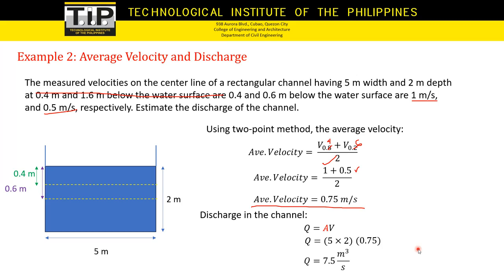Okay, that would be 7.5 meters per second. So yun lang yung Q. No? So you might ask, Sir, bakit kailangan ng average?